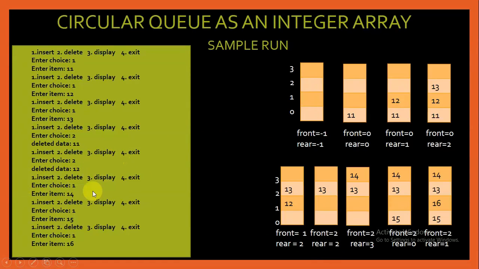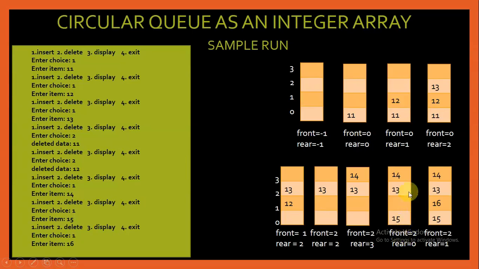Now again the choice is displayed, and this time I will insert an element, and I input 14. You can see here rear is incremented by 1 and rear becomes 3 and 14 is inserted at index number 3. Now again the menu will be displayed, and I am inserting an element into it, suppose 15. You can see here rear has reached the end of the queue. So the insertion of the next element will make rear equal to 0 because there are empty slots in the beginning of the queue. So you can see here rear has become 0 and front is still 2.